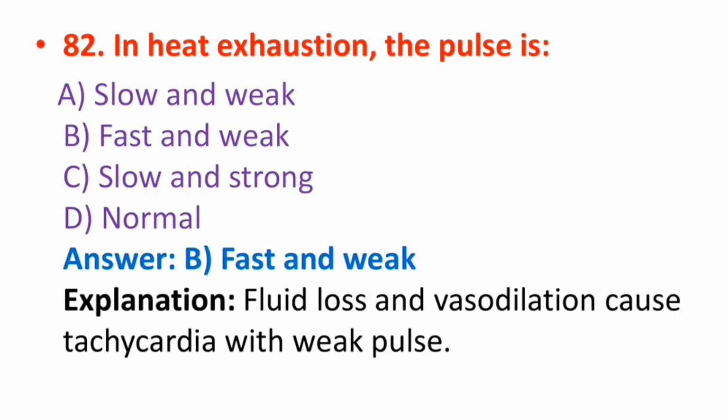In heat exhaustion, the pulse is option A, slow and weak, option B, fast and weak, option C, slow and strong, option D, normal. The correct answer is option B, fast and weak. Fluid loss and vasodilation cause tachycardia with weak pulse. In heat exhaustion, the pulse is fast and weak.